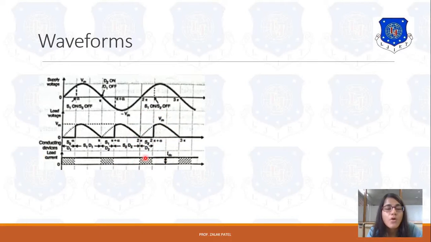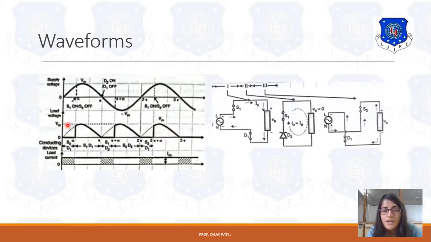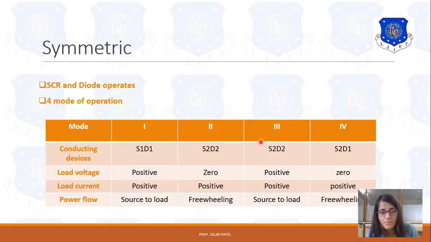So now according to this waveform, if you see the equivalent circuit, then it looks like this. Here in case of first mode, S1 and D1 will operate. If you remember this table, you can see that in mode 1, S1 and D1 will be operated, and load voltage is positive, load current is positive, and power flow is from source to load.